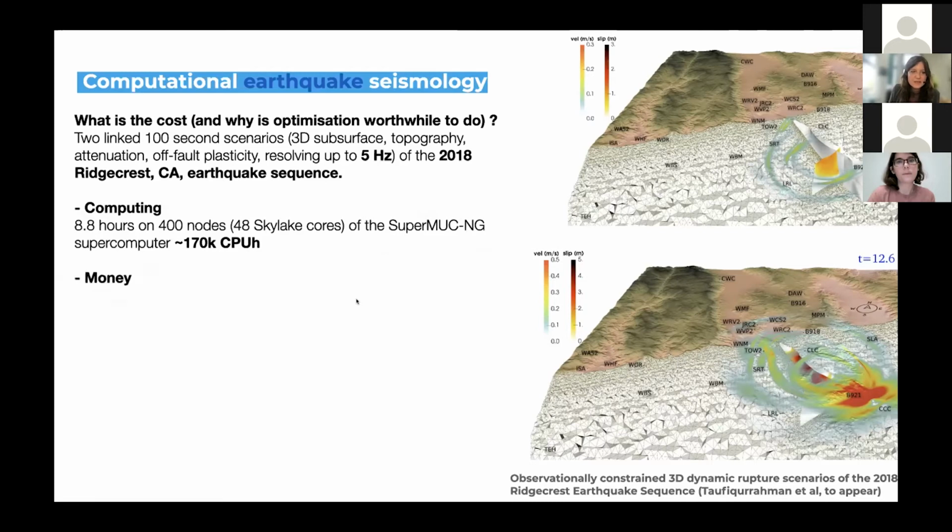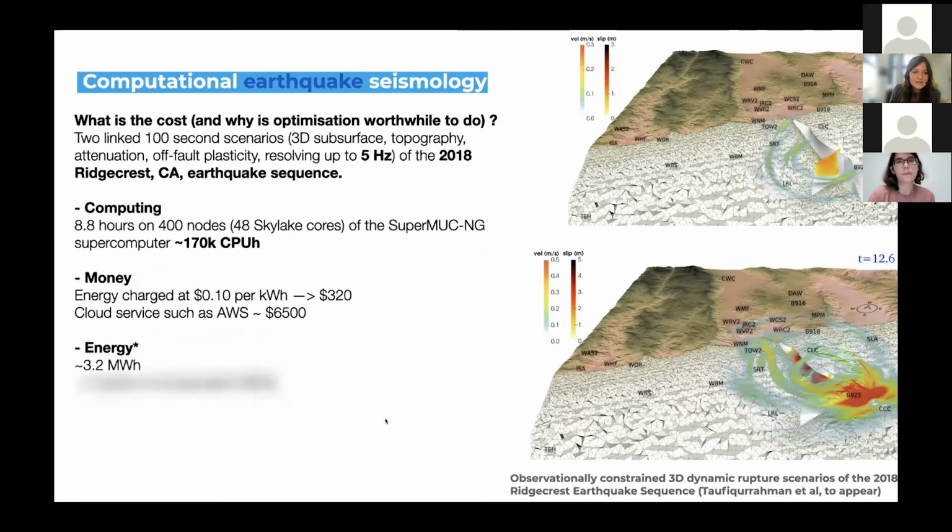And that would translate into, if you're thinking that the energy charge would be 10 cents per kilowatt hour, $320. Or if you imagine using a cloud service, that would be $6,500. But in terms of energy and carbon, this is an oil equivalent of 2 barrels. And in terms of carbon, that would be equivalent to flying from London to Los Angeles.